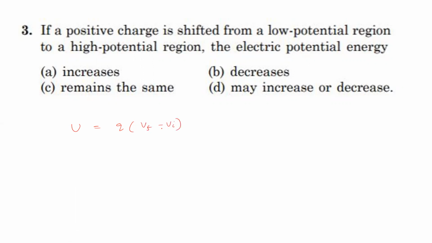Here the final potential is greater than the initial potential, so this is positive, and the charge is also positive, so the change in potential energy is positive. If the change in potential energy is positive, then potential energy increases. So when a positive charge is moved from a lower potential to a higher potential region, the potential energy of the system increases, so the first option is correct.